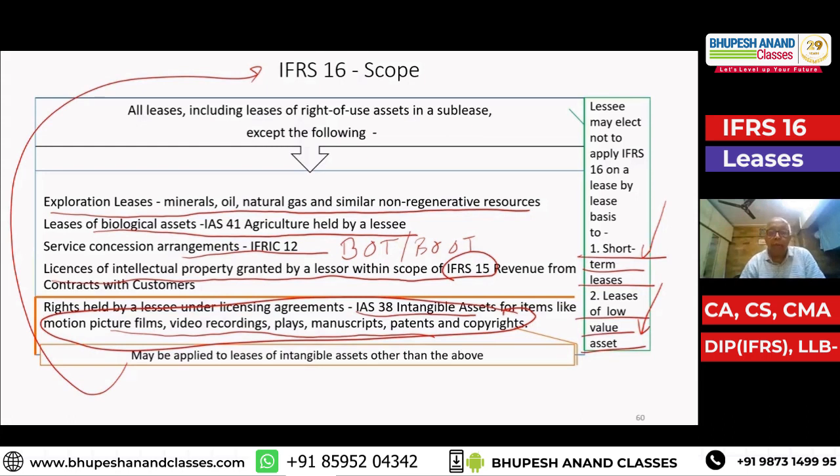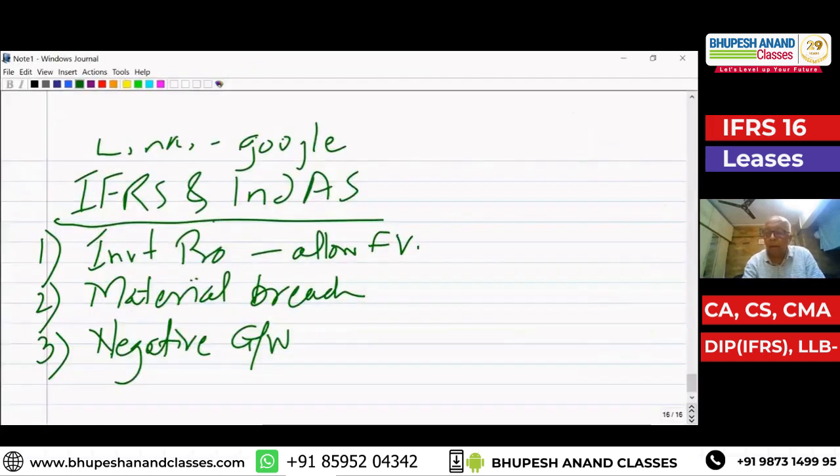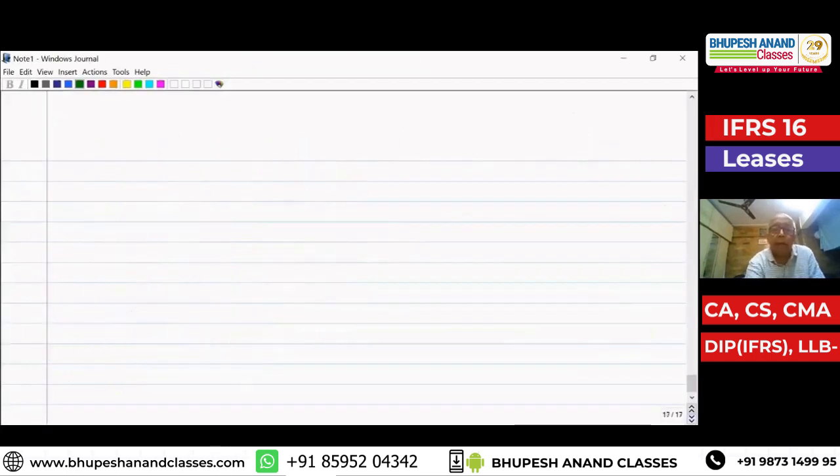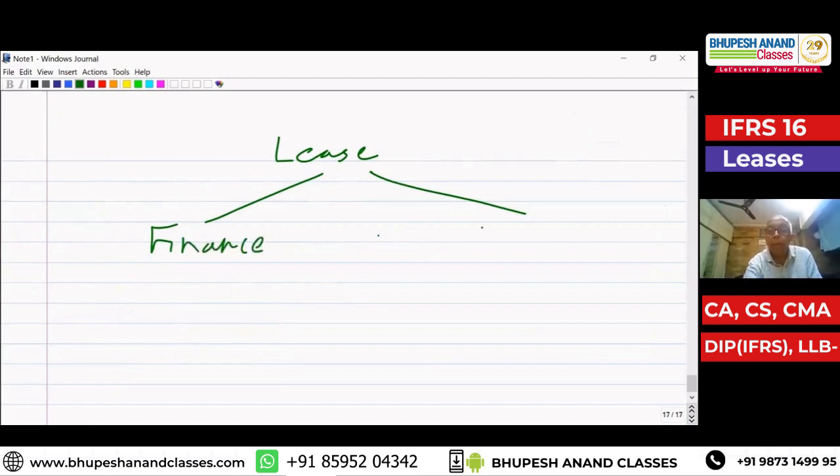Let me give you an example. Let's understand lease. Let's differentiate between finance lease and operating lease. Then let us look at it from the point of view of lessor and lessee.